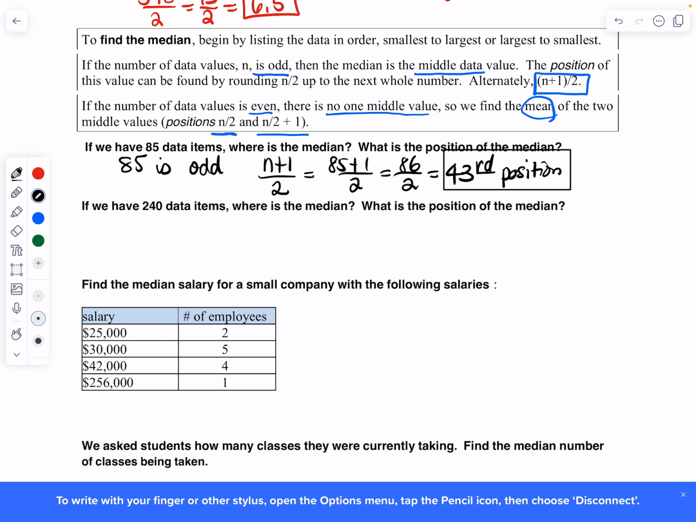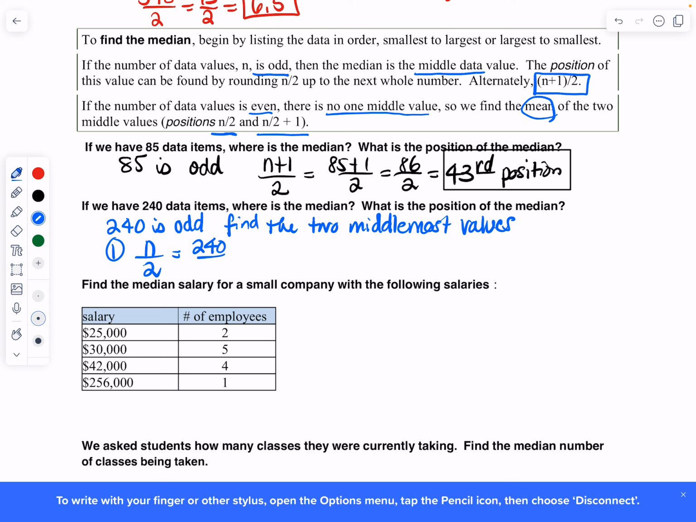Okay, so let's look at the next one. If we have 240 data items, where is the median? So 240 is even. So we have to find the two middlemost values. We're going to find the first one by taking n divided by 2. So 240 divided by 2 is 120. So that's the one value.